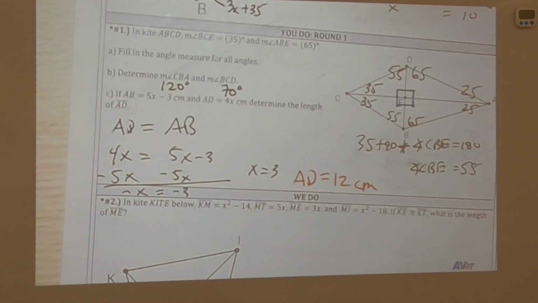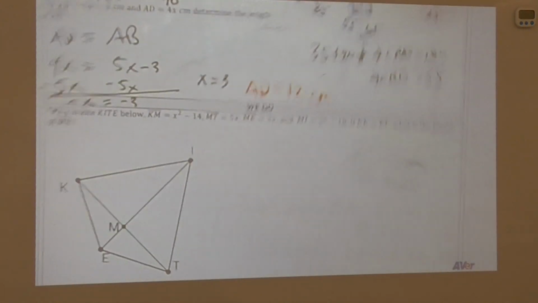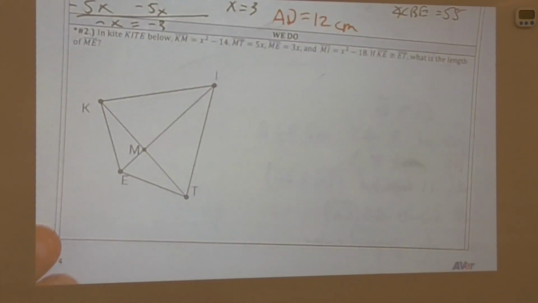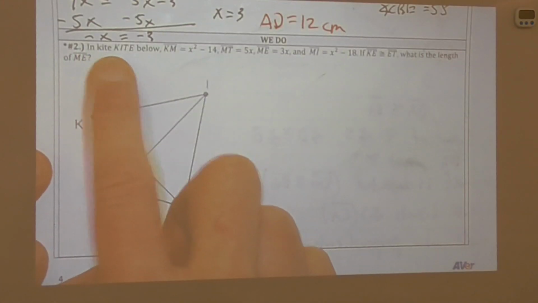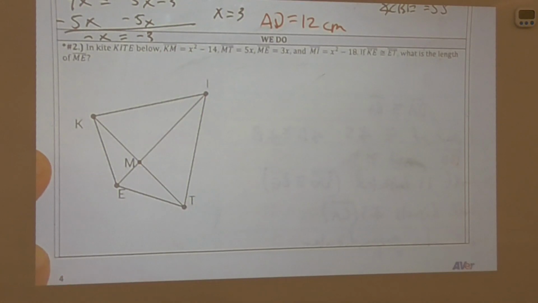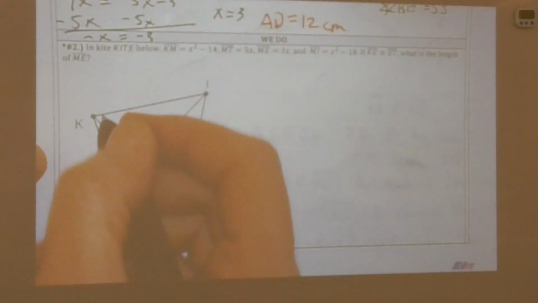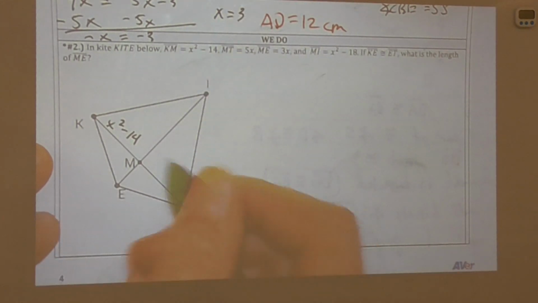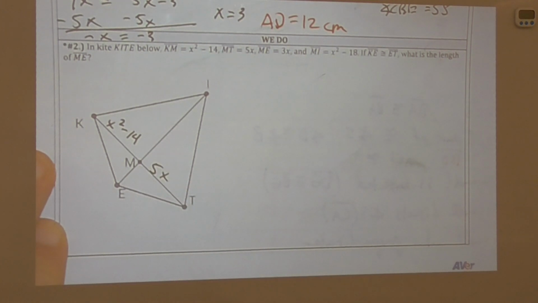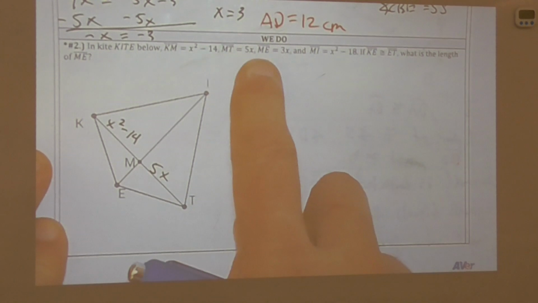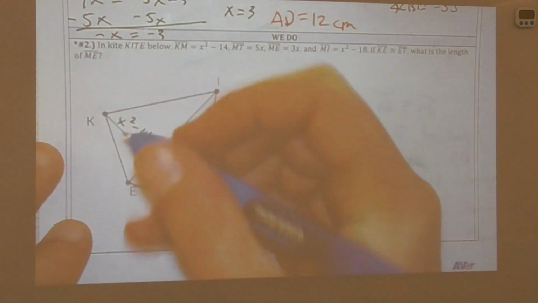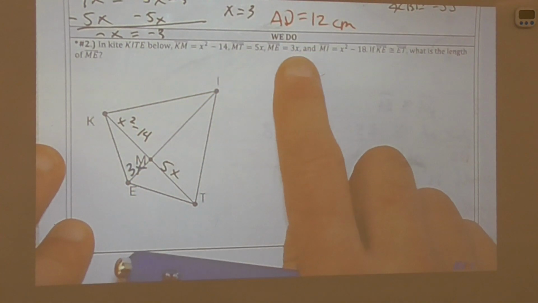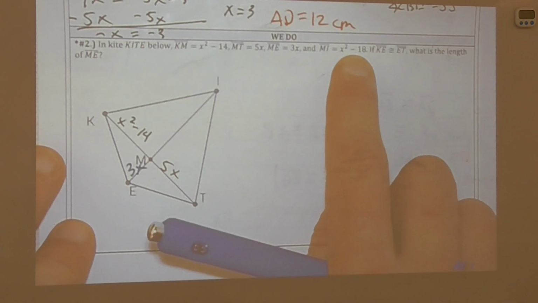One more problem to do. In kite KITE below, KM equals x squared minus 14. So this is the part of the diagonal on the inside. And MT equals 5x. I'm going to do other line segments in a different color. ME equals 3x. MI equals x squared minus 18.